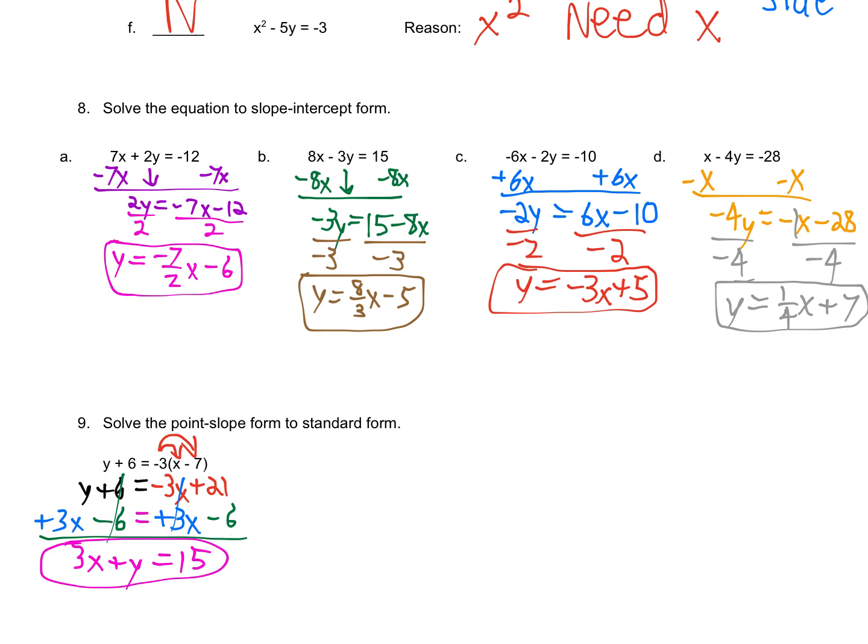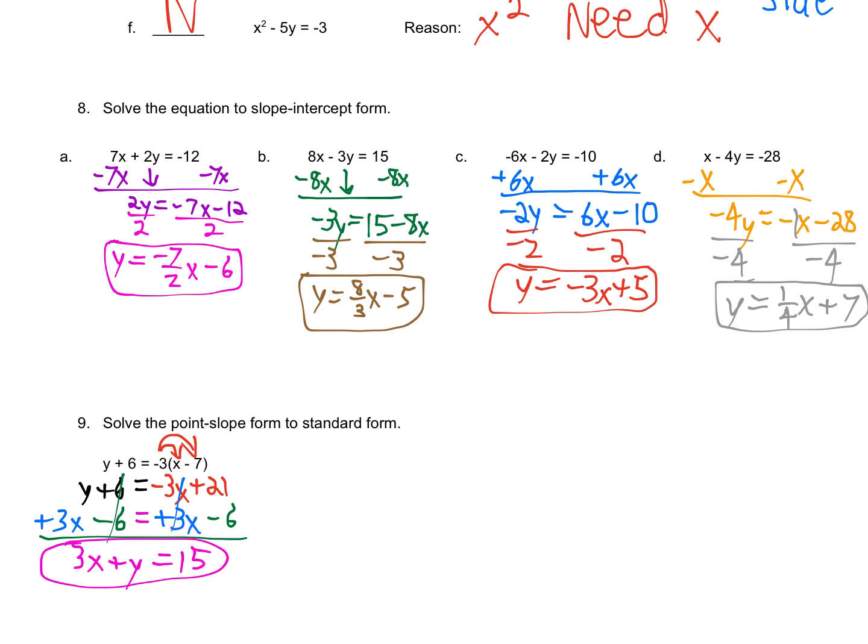So I'm going to do the opposite sign. It's y plus 6, so I'm going to subtract 6 from both sides. We have negative 3x, so I added 3x to both sides. On the left-hand side, we have the 3x, still have the y, so it's 3x plus y. On the right-hand side, we have 21 minus 6 is 15, so 3x plus y equals 15.